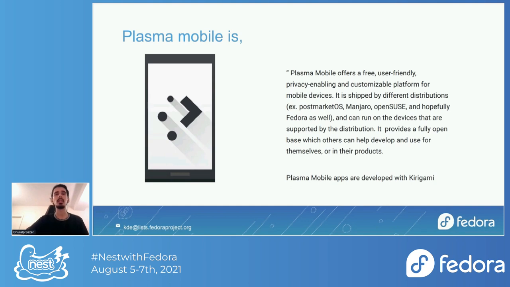It can run on devices supporting these distributions. Basically, it's not just these distributions, it can be any Linux distribution if they want to make it compatible. It is fully open source, which others can build on and develop themselves in their own products. The Plasma Mobile apps are developed heavily with Kirigami.